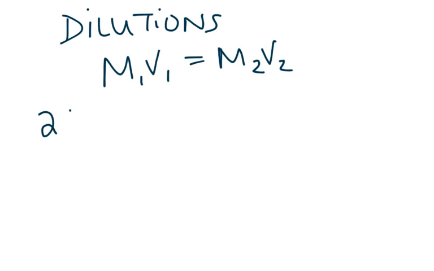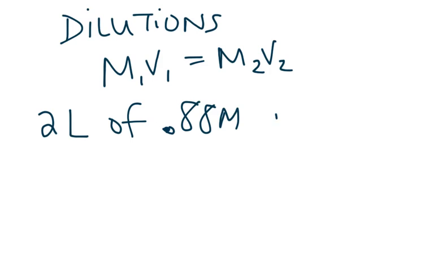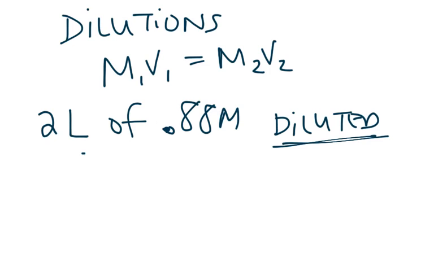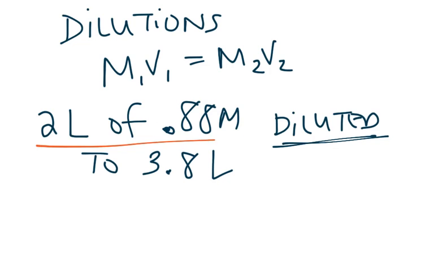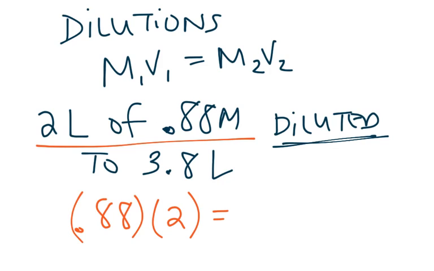So these problems are pretty simple, okay? One that's in your notes, you have 2 liters of a 0.88 molar solution, okay? That's a point, I swear. And it's diluted, there's your key word, you know what formula you're using, to 3.8 liters. And I want to know what's the new molarity. So, plug and chug time. M1V1, okay? M is 0.88. Your starting volume is 2. Equal to the new molarity, which is what I'm looking for, times the new volume, which is 3.8. Very similar to gas laws, just plug and chug.